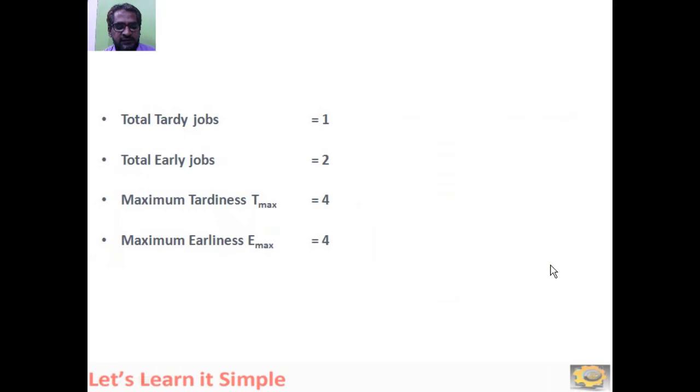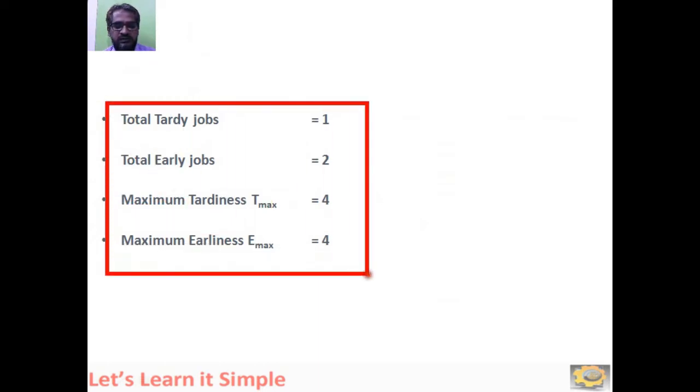Therefore, for the given job shop schedule, let me draw a rectangle so that it will be better. Okay. So total tardy jobs or total early jobs based on the given job shop scheduling: we have one tardy job, that is the first job. The second and third jobs are early, so the total early jobs is 2.